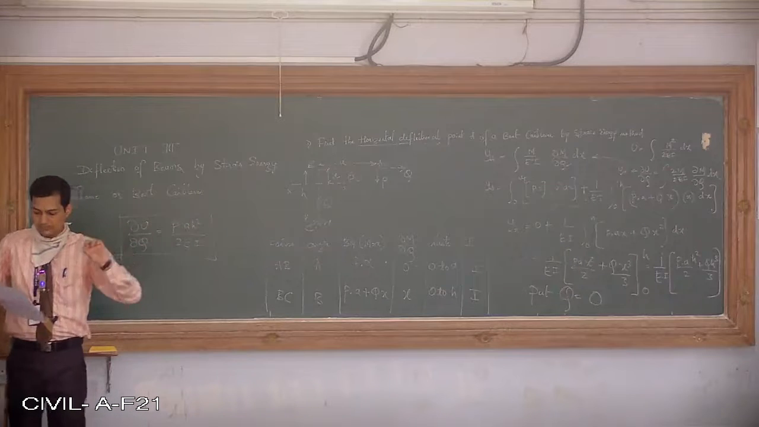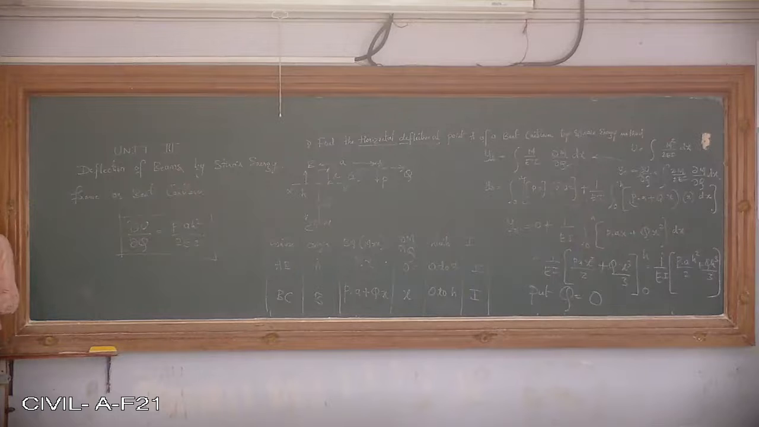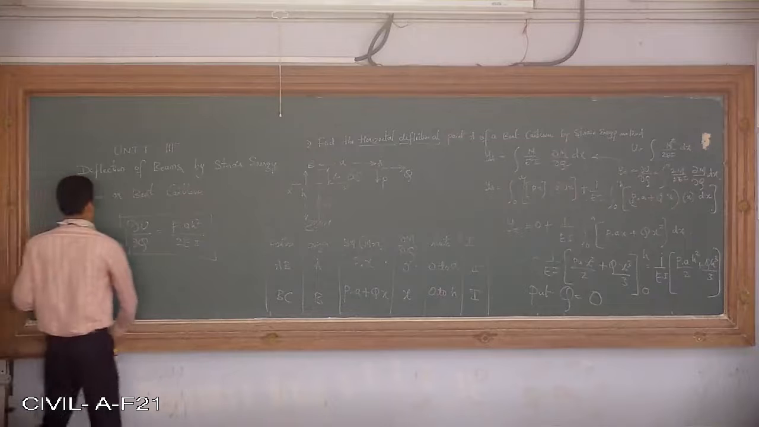So with this, we'll have one numerical on the vertical deflection, or you can have it with horizontal, whichever. We'll have first with vertical, next you can have with horizontal, both you can try, right? One numerical I'll just solve.